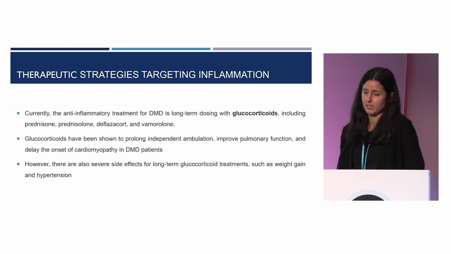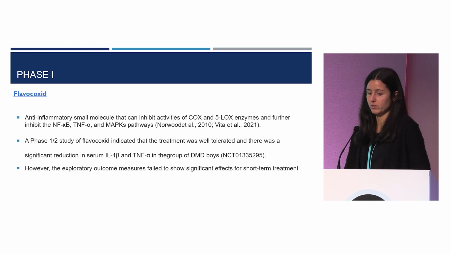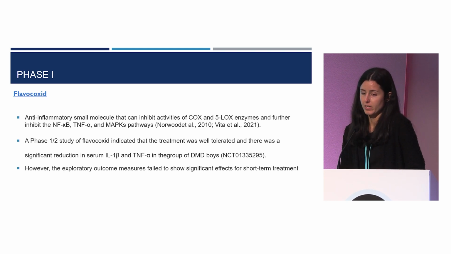Just as an example, in phase 1, some years ago, there was flavoxidine, which was an anti-inflammatory small molecule that can recognize some of the molecules that are leaked by the membrane and can inhibit them. Although phase 1 indicated that the treatment was well tolerated, the outcome measures failed to show significant effects for short-term treatment.